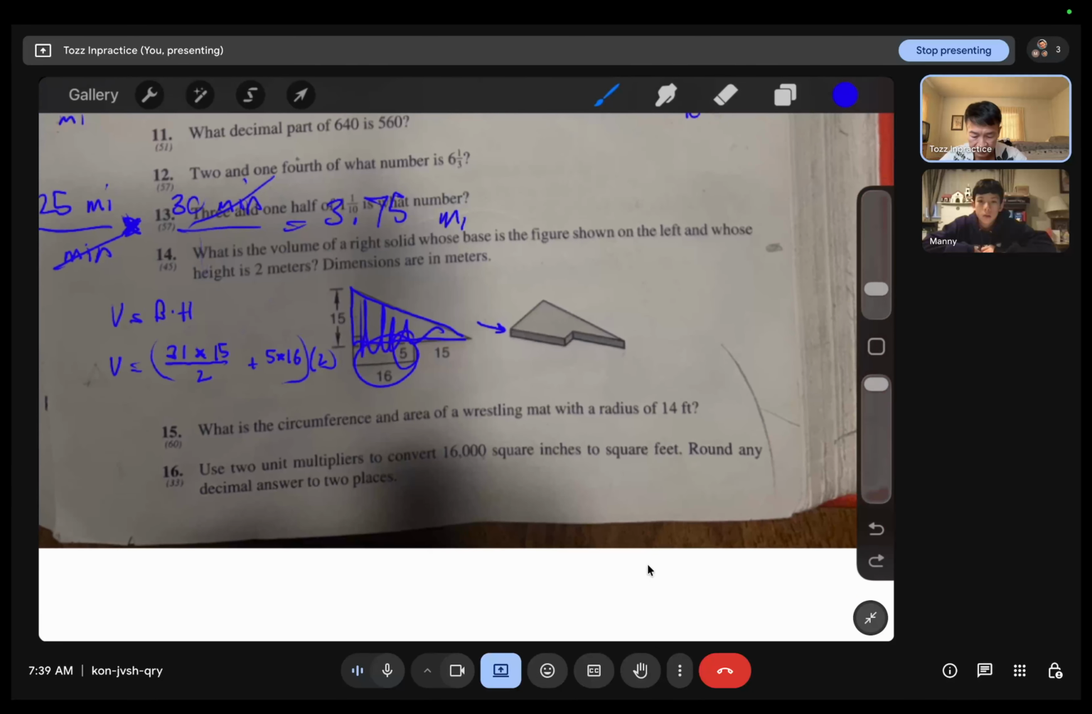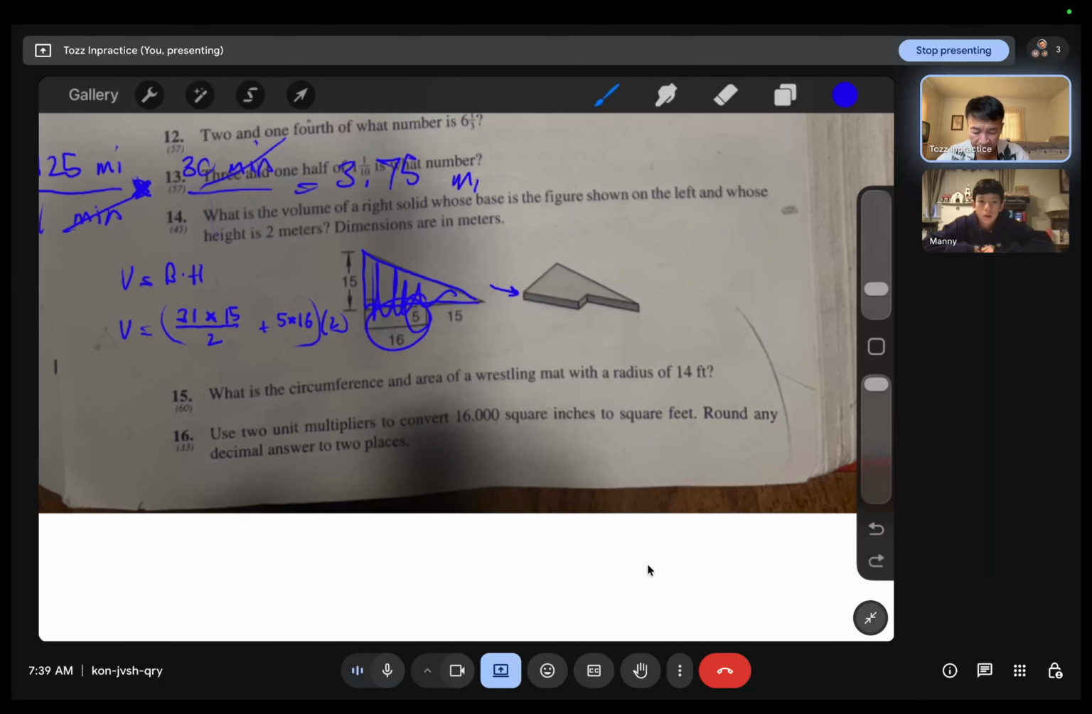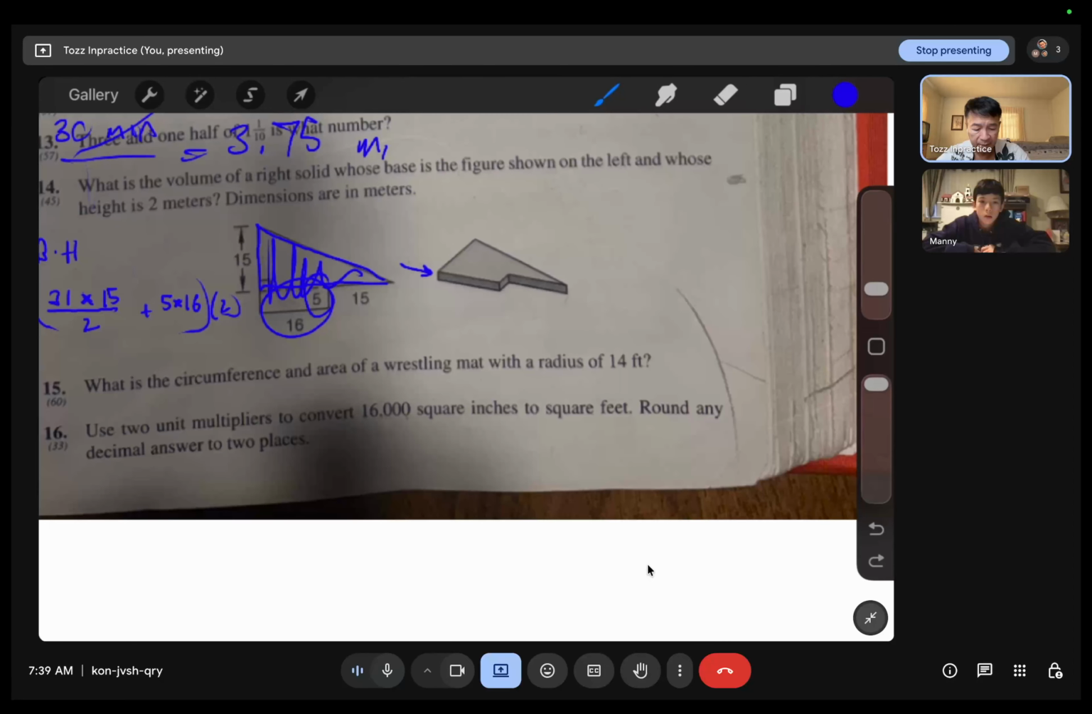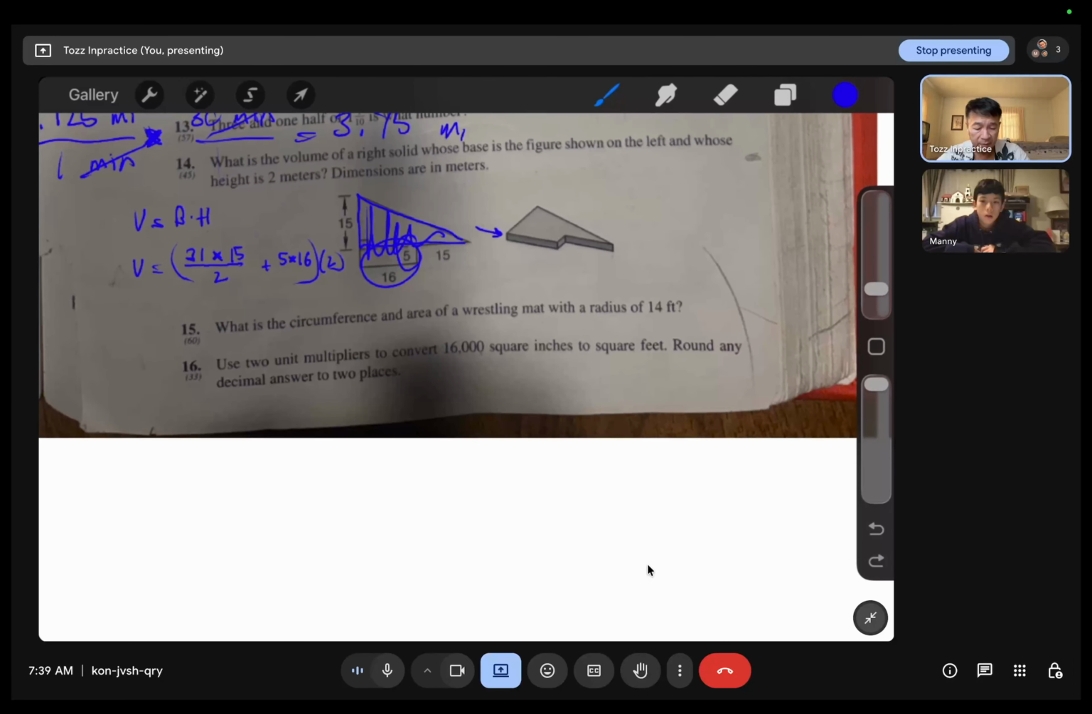What about 15? What is the circumference and area of the wrestling mat with the radius of 14 feet? Okay, so you can see that this is going to be a circular mat, right? It has the word radius and it has circumference. Not necessarily the area, but okay.